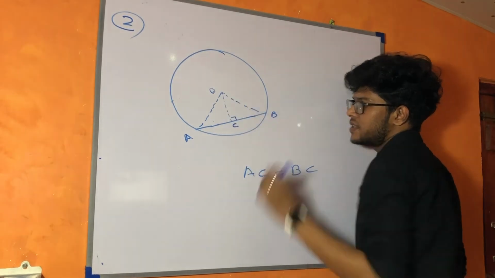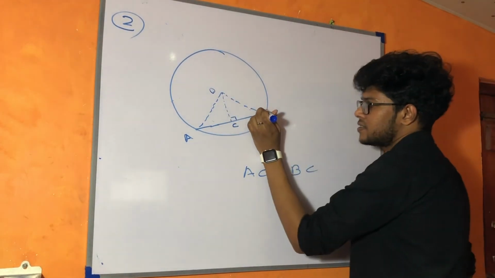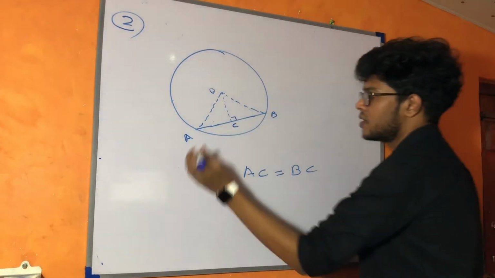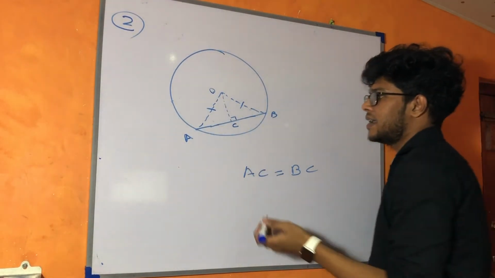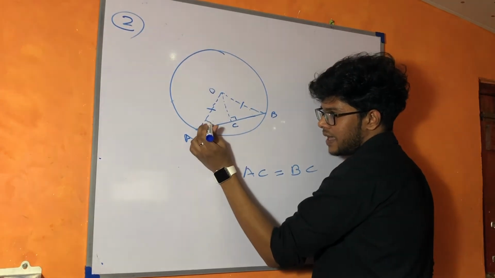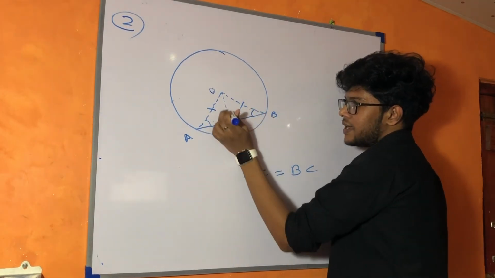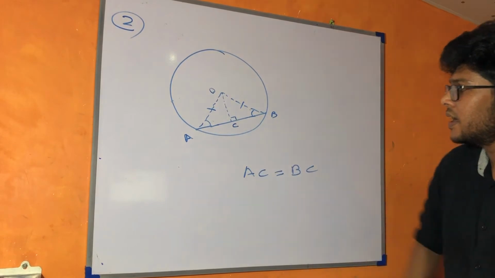Or else you can use the congruency, right? So if you construct two lines like this, you know this length is equal to this length, right? So that length is equal to this length, then this angle is also going to be equal to this angle. This length is common and here is 90 degrees.